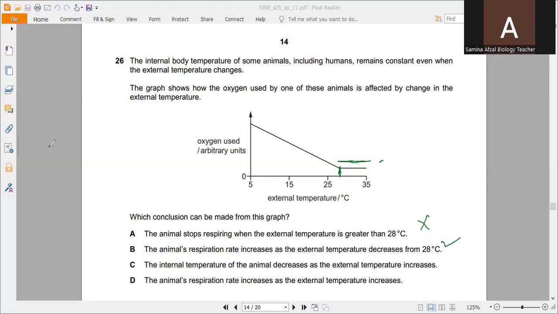The internal temperature of the animal decreases as the external temperature increases. This is not correct. The animal's internal temperature remains constant despite external changes because of the warm-blooded animals. The animal's respiration rate increases as the external temperature increases. Again, this is wrong. The graph shows respiration rate decreases as temperature increases. So B is the correct option.